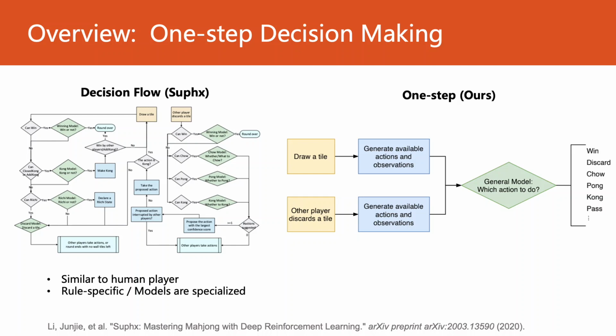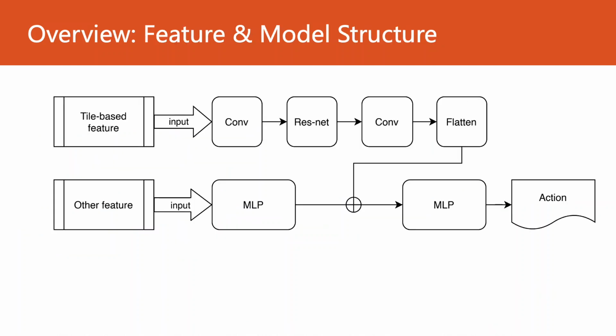So this type of decision-making method is very suitable for reinforcement learning training, and it's easy to extend to different types of rules because only one model needs to be retrained. And it also has low cost for training and inference. And this method is very important in our general Mahjong AI system. And another important thing is our feature and model structure. As mentioned in MSRA's paper, convolutional neural networks have demonstrated powerful representation capability on the dimension of tiles.